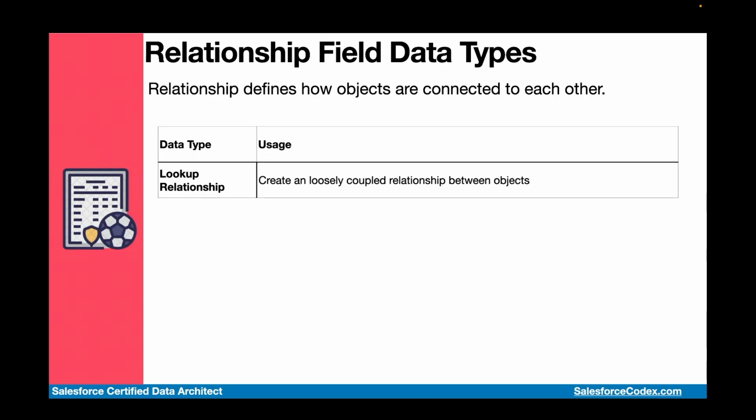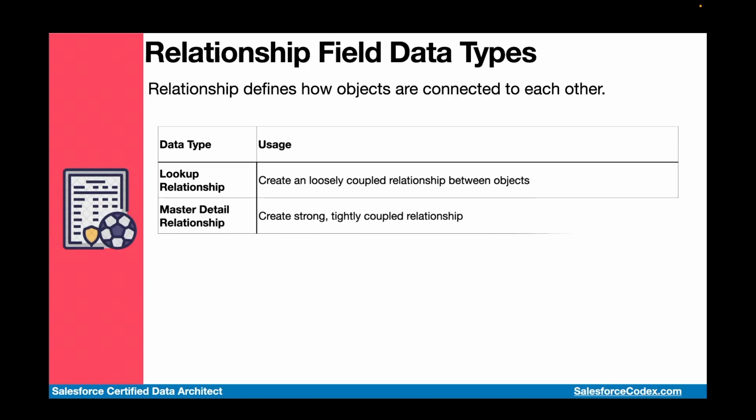For example, a contact can be associated with an account, but it can also exist independently. If an account is deleted, the contact record remains in Salesforce. The contact can be linked to or removed from an account anytime. So association and disassociation both are possible in a lookup relationship.